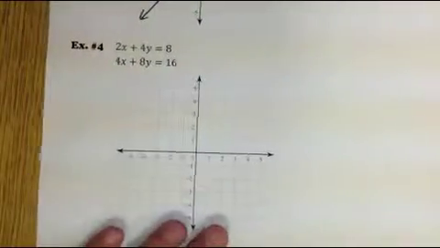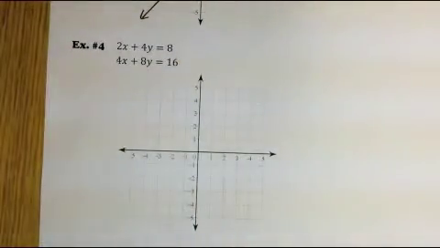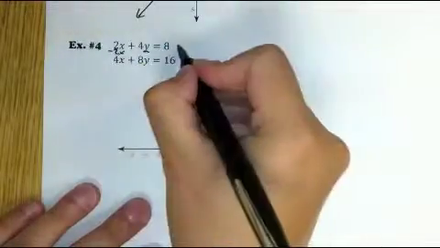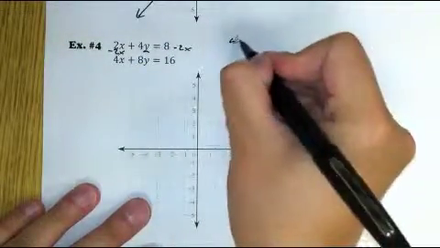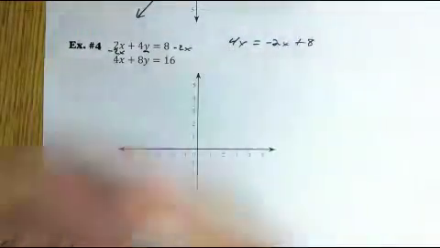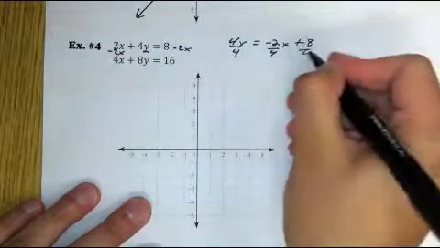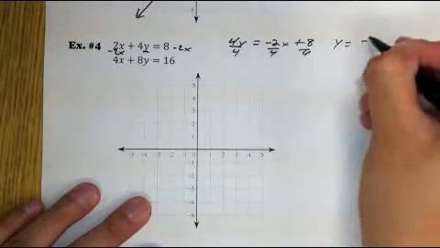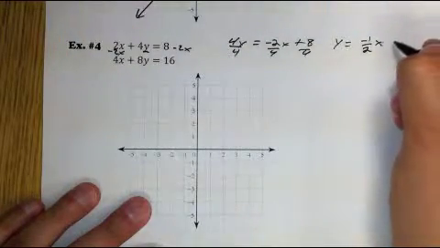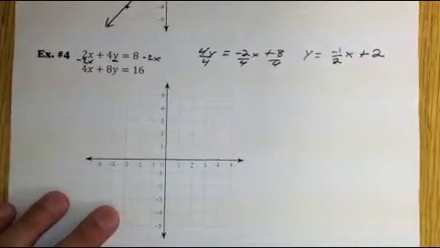All right, example 4. Once again, I'm making you work. Let's get y by itself. What are we going to do? Subtract 2x from both sides. So we get 4y equals -2x plus 8. Okay, divide by 4 through everything. We're going to get y to equal negative 1/2 x, simplify that, plus what? 2. Good job, you guys.